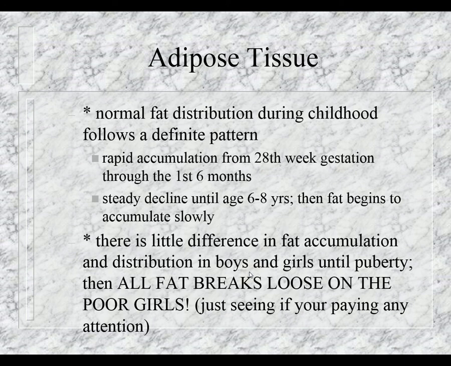Adipose tissue: normal fat distribution during childhood follows a very distinctive pattern. In fact, there is rapid accumulation from the 28th week of gestation to the first 6 months. And then there's a decline until about age 6 to 8, and that's when fat begins to accumulate. There's little difference in fat accumulation and distribution in boys and girls until puberty. Then all the fat breaks loose on those poor girls.